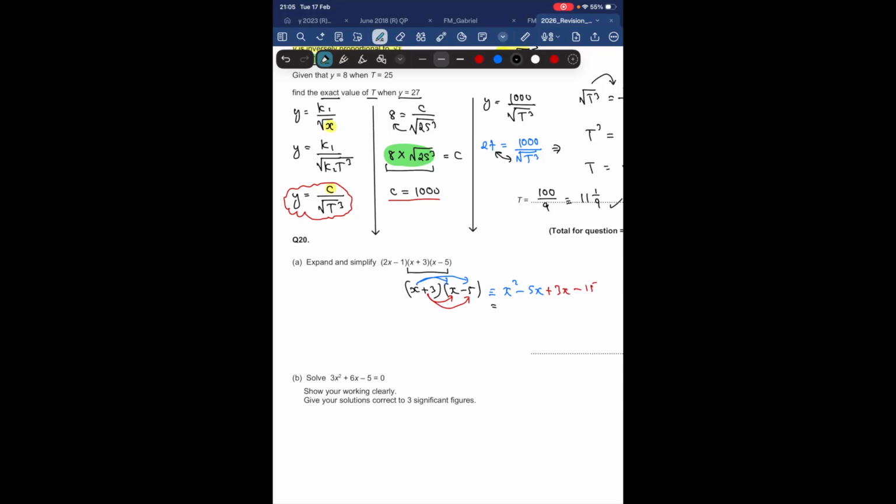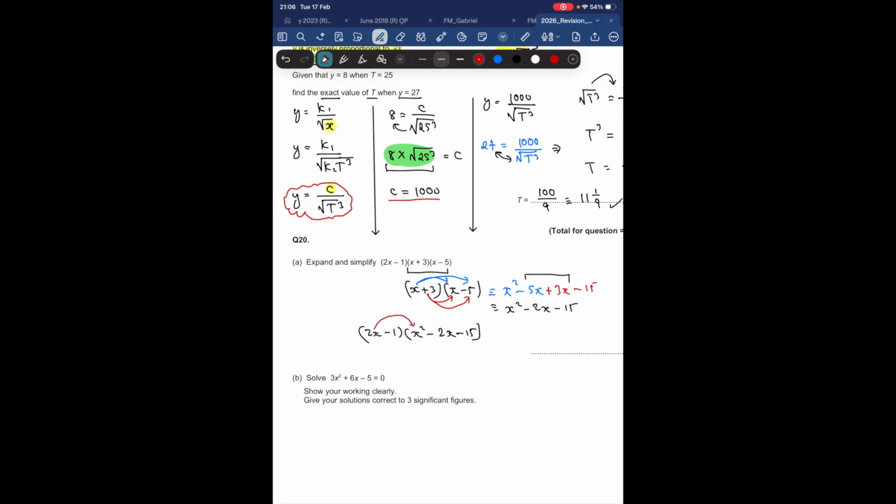If I then collect up the like terms, which are going to be these two middle terms here in the middle, I can't do anything with the x squared. That stays as it is. Minus 5x plus 3x will give us minus 2x, minus 15. I'm then going to put that expression in a bracket. So x squared minus 2x minus 15. So this is the same expression that we just calculated and simplified. I'm now going to bring that 2x minus 1 down and put it in front. So 2x minus 1. And now I'm going to multiply out these two brackets.